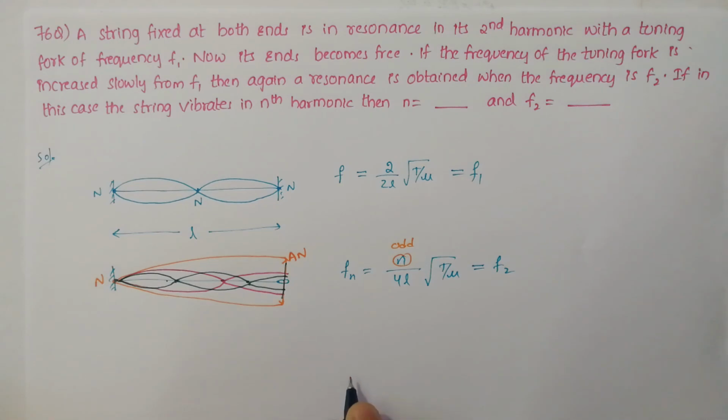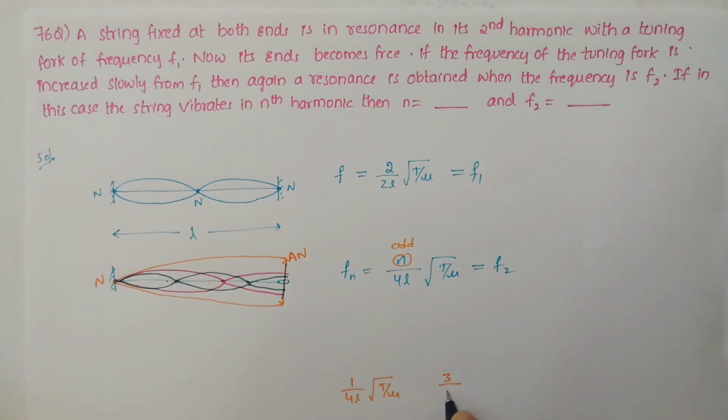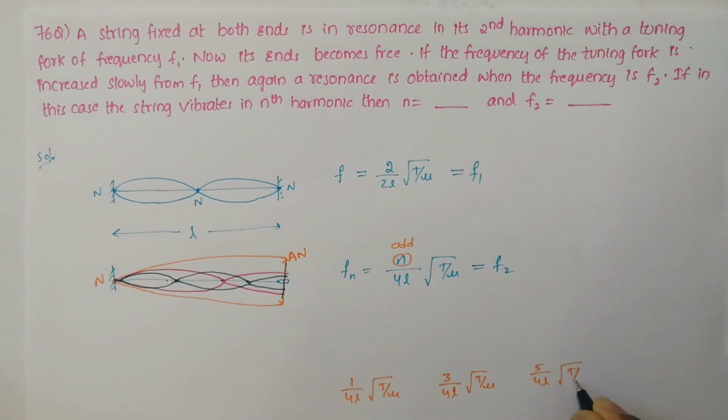So now if I write all the possible frequencies, first if I take n equal to 1, the frequency will be 1 by 4L into under root T by mu. Next, the next possible frequency is n equal to 3, which is 3 by 4L into under root T by mu. Next possible is 5 by 4L into under root T by mu. So these are the possible frequencies.